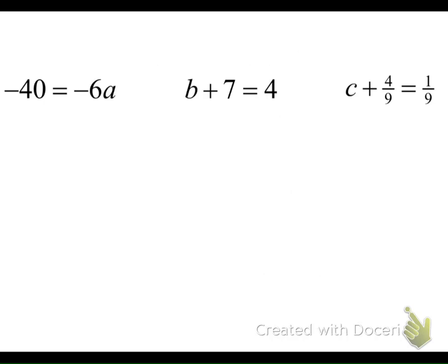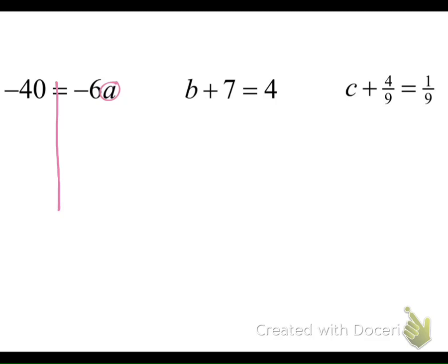We have negative 40 equals negative 6a. I'm going to call on you around the room, so be prepared for when I call on you to tell me what to do. We don't want to lose easy points here, so we're going to circle the variable and draw my line of equality. My goal is to get the variable by itself. In order to do that, I have to get rid of that negative 6.